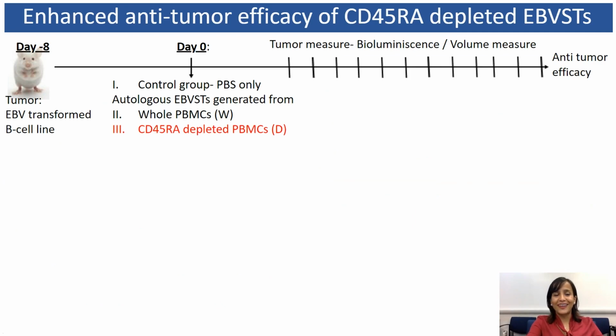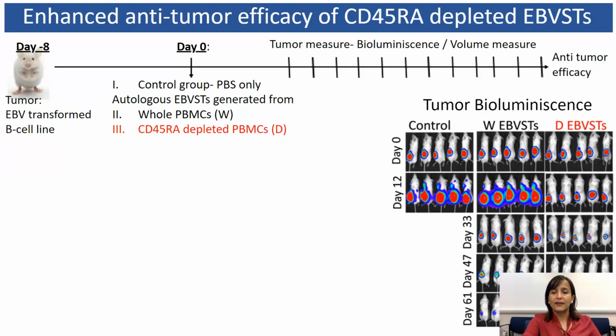So now that we know that they are persisting for a longer period in vitro, we wanted to do the ultimate test of testing in vivo. So for that, we established an EBV transformed B cell line, which is a B cell line transformed with EBV, as a subcutaneous tumor in our NSG murine model. After the tumor was established, we then adoptively transferred our whole PBMCs, EBVSTs, or EBVSTs generated from RA-depleted PBMCs, and then measured the tumor. The tumors were also labeled with GFP firefly luciferase, so we can also identify their bioluminescence.